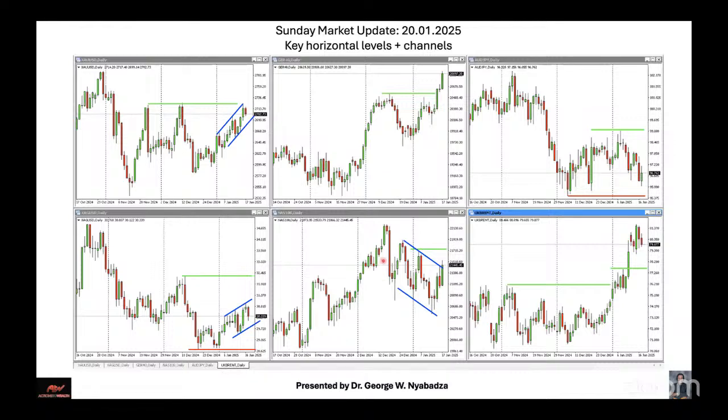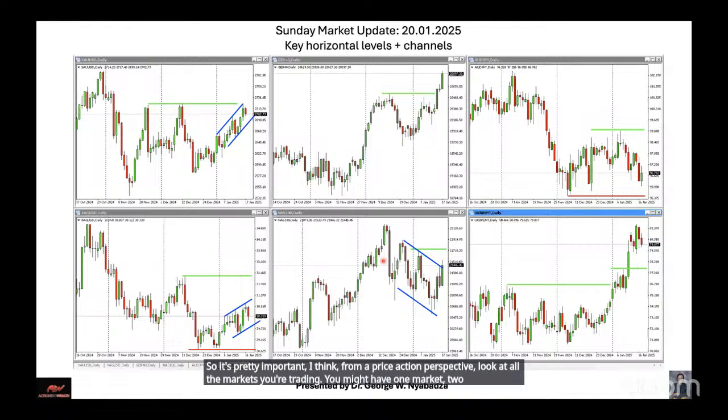So it's pretty important, I think, from a price action perspective. Look at all the markets you're trading. You might have one market, two markets, it doesn't matter. Identify, especially now, beginning of the year, any key levels that you've got. Key levels of resistance, key levels of support. Are there any kind of channels that are in front of you? And just get a sense of where things might go from the beginning of the month. This is off the daily chart. You can look at it weekly, whatever the case may be.